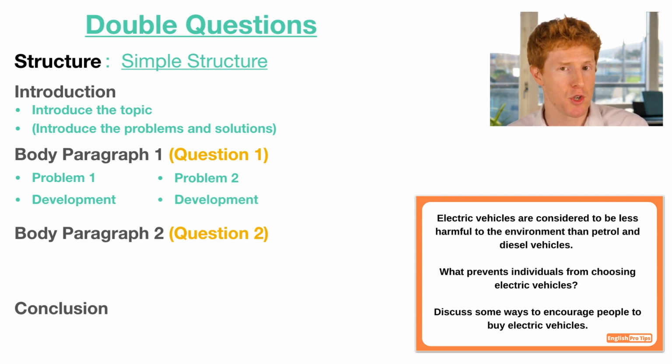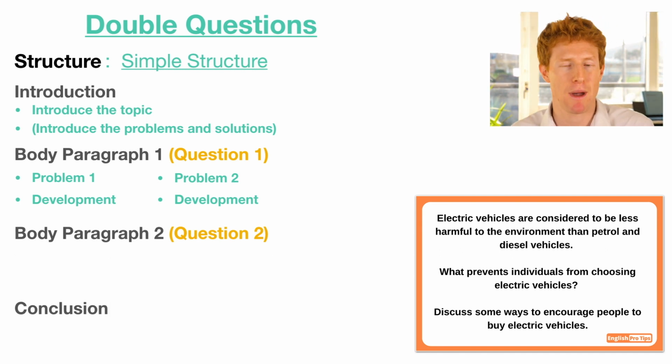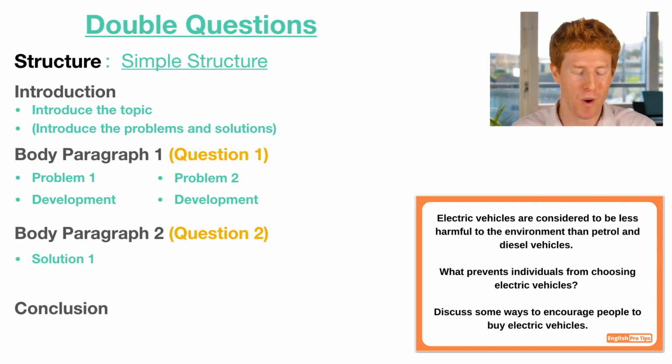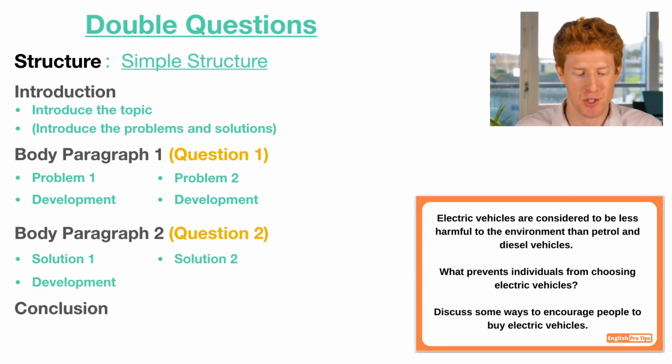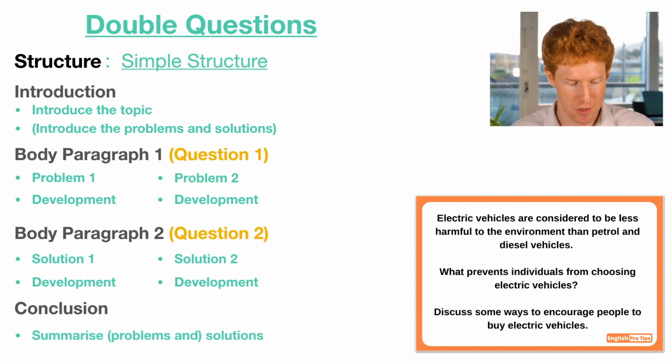In body paragraph 2, we're answering question 2. So in this paragraph, we're going to be looking at the solutions. Now remember, it says discuss some ways to encourage people to buy electric vehicles. So not just one way, we're looking for ways. So let's give the examiner 2 solutions. So we're going to have solution 1 and its development, and solution 2 and its development. Finally, in the conclusion, we're just going to summarize the problems and solutions.